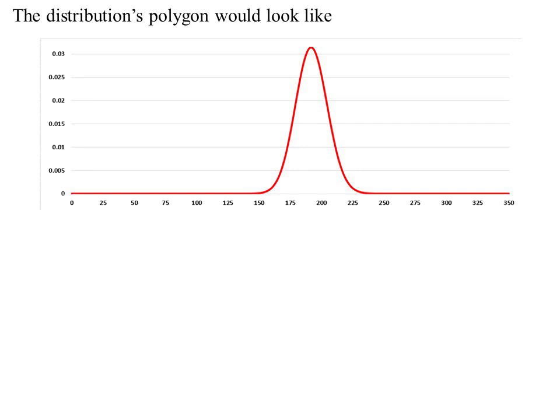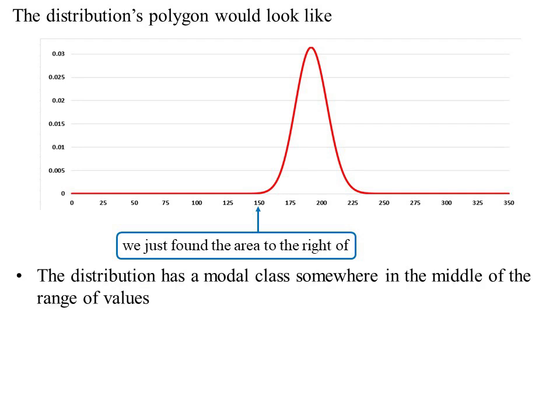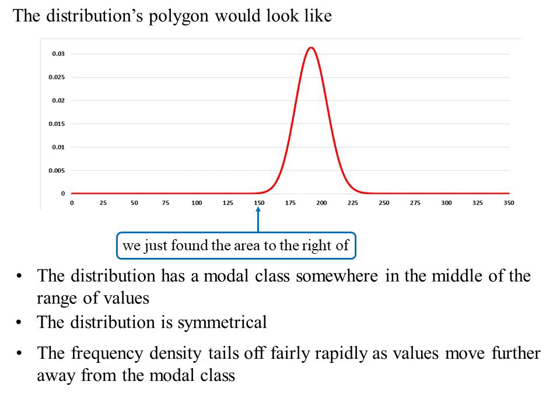The polygon looks like that, our normal. What we've just done is we've found the area to the right-hand side. Remember, the probability basically is the area under the curve. If we look at this distribution, it has a modal class somewhere in the middle. So, yep, the peak is somewhere in the middle of the distribution. It is symmetrical. It certainly looks symmetrical, or pretty close to it if it's not. The frequency density does tail off very rapidly as we go away from the mode. Now, they are all features of a normal distribution.